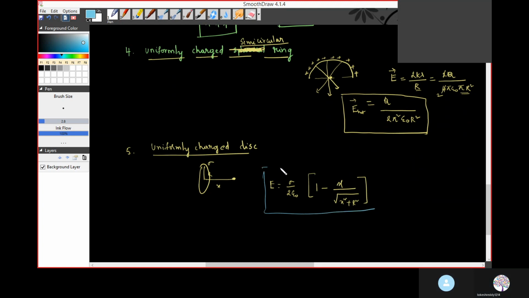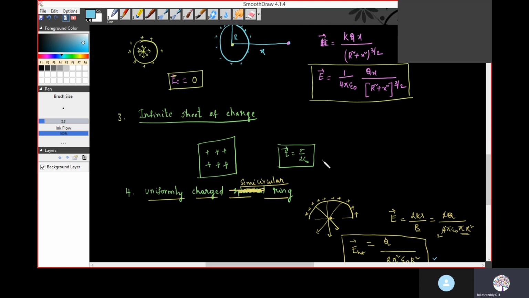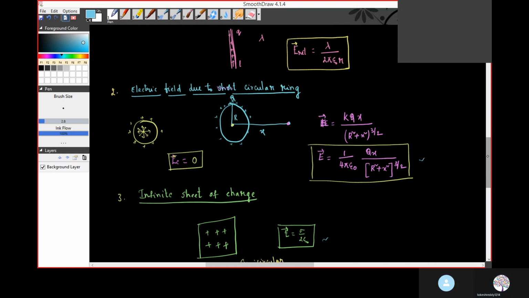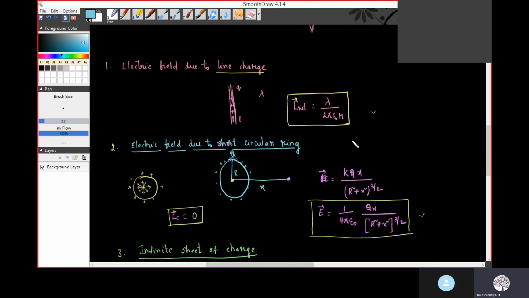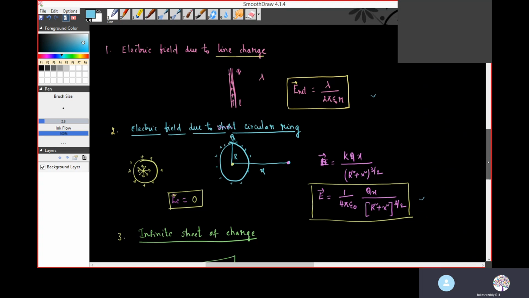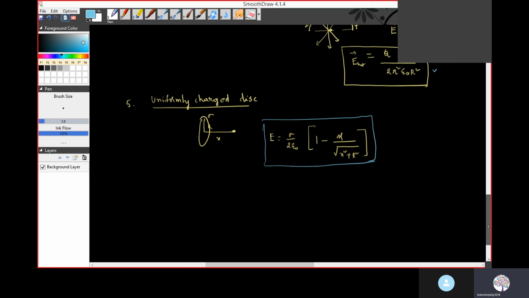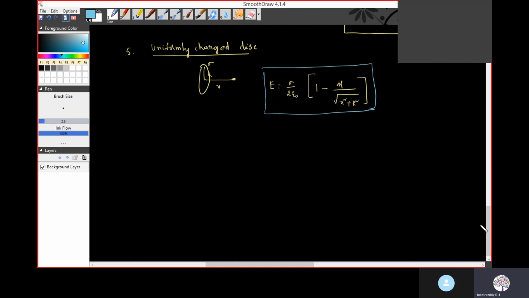Okay, now I want you to remember this one, most important: the infinite sheet of charge, the ring, and the electric field due to a line of charge. The remaining we will derive after Gauss law. So for the sphere and all, we are going to derive after Gauss law.